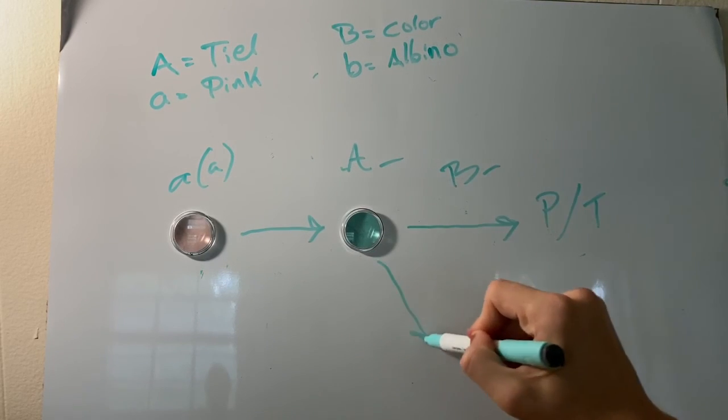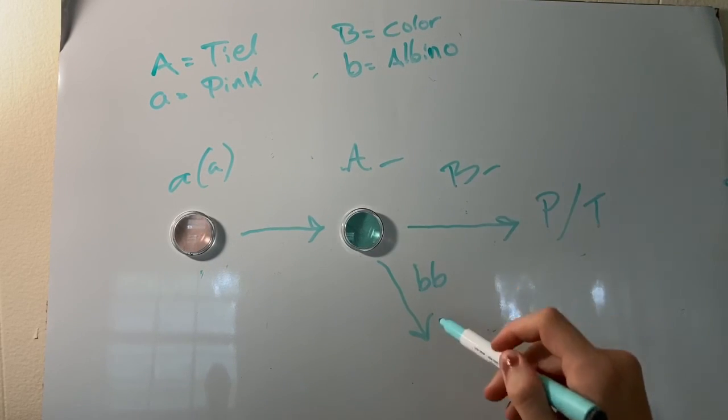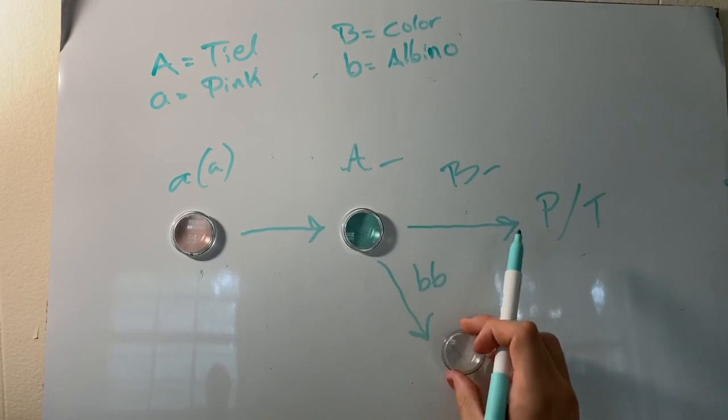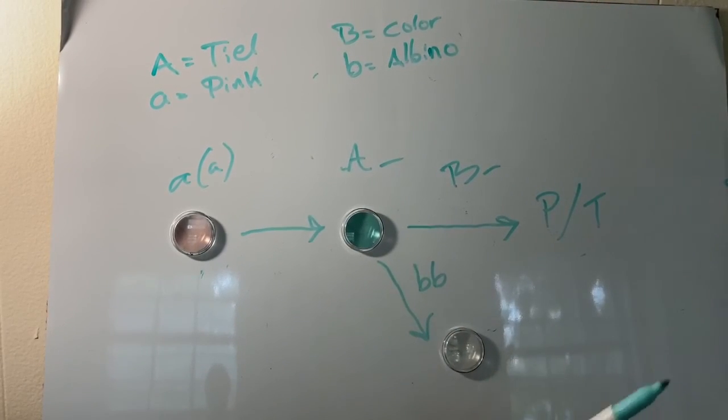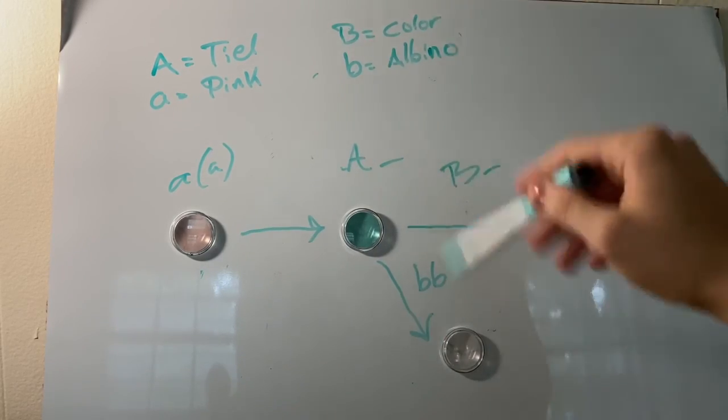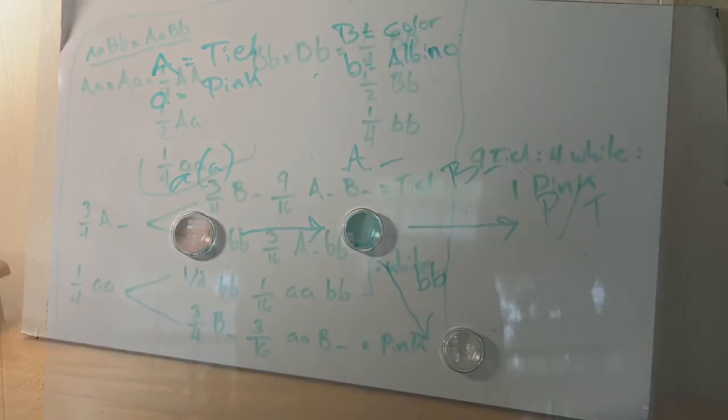But if it inherits two little b's, the white product is going to be epistatic to the colored ones because this B locus is epistatic to the A locus.